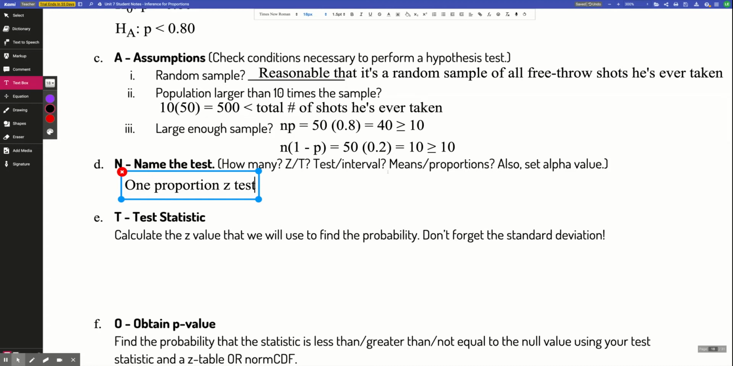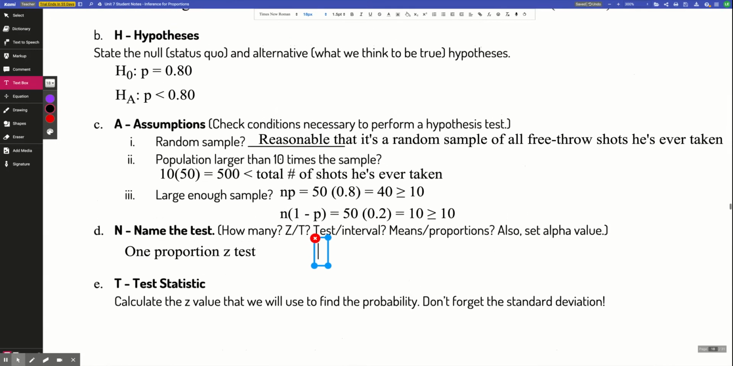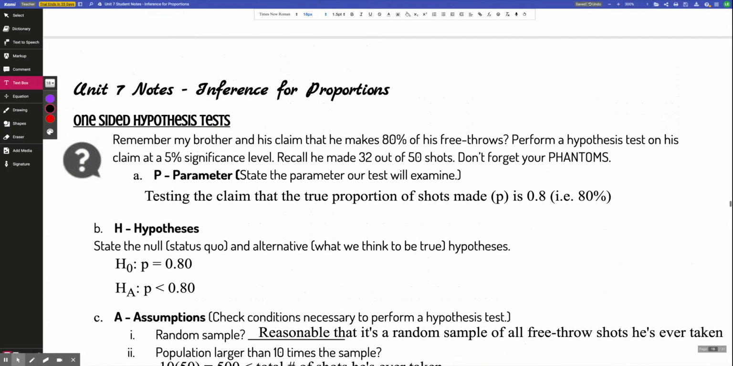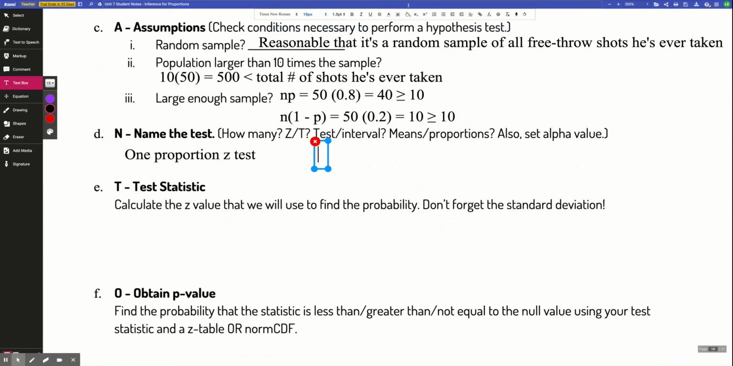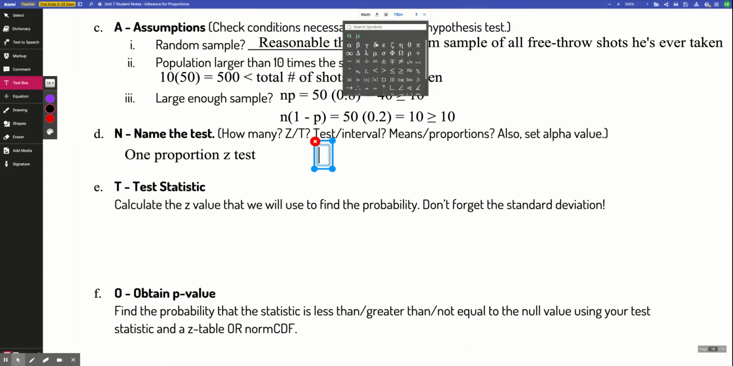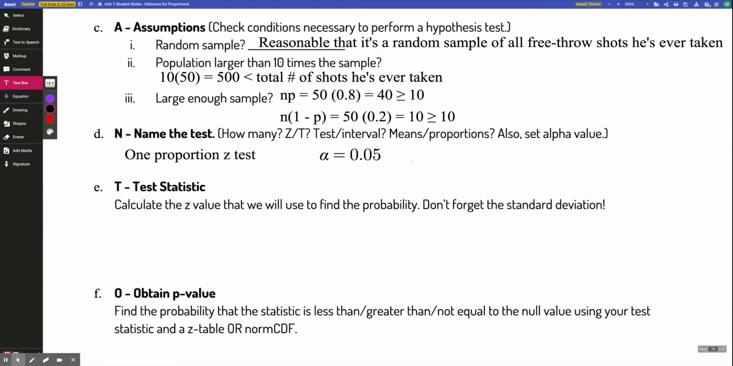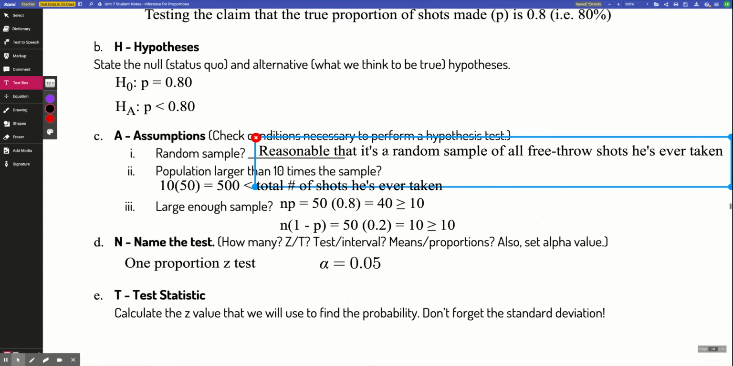And they say, oh, also set an alpha value, right? So we were told in the problem to perform a test at the 5% significance level. So that is my significance level. So alpha is 0.05. Okay. Recall that if they don't give you an alpha value, they don't give you a significance level, 5% or 0.05 is a safe bet. Okay. All right. That's the first 4 steps.